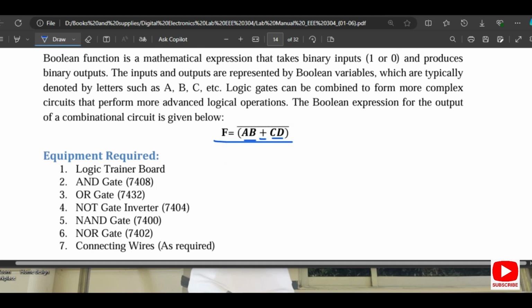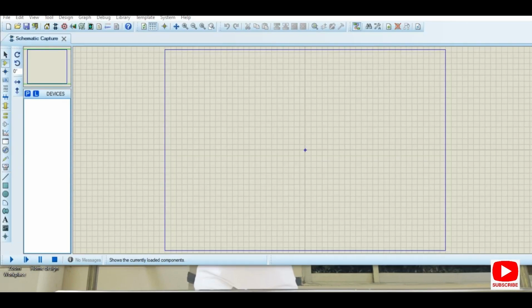So, we get another NOT gate. The NOT gate IC number is 7404. So basically we can use three gates here. Okay, now we are going to clear our project. So let's get started.